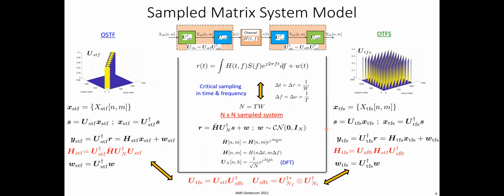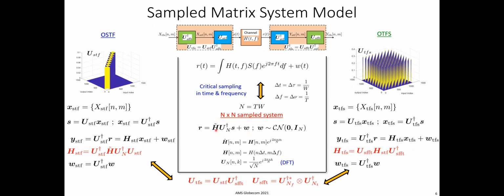So now we develop a sample matrix system model to analyze all different time frequency modulation schemes. We take the input-output relationship, discretize it with critical sampling in time and frequency, and you get an N by N sample system. This is the N-dimensional vector corresponding to the samples of the received signal. This is the N-dimensional vector corresponding to the transmitted signal samples, and this is samples of the white noise.